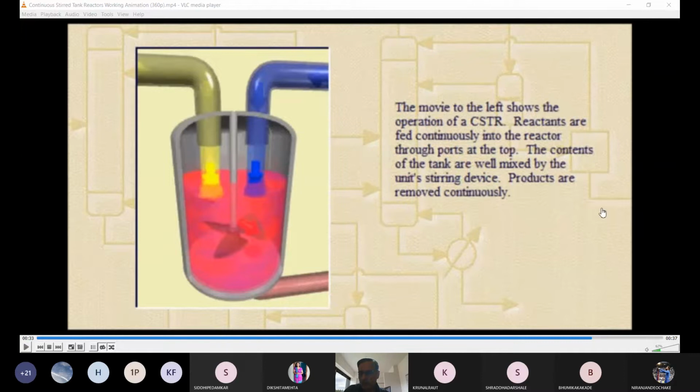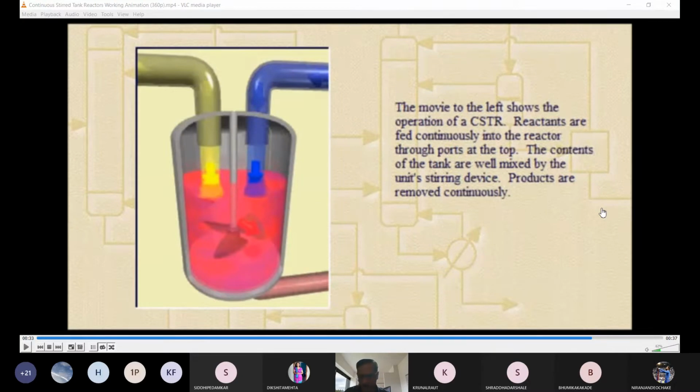So continuously feed is coming and continuously product is being removed. In the batch reactor, we dumped the feed. All of the feed was dumped in that reactor, and then we close the reactor. The reaction proceeds for the specified time, which is called reaction time. And then at the end of that reaction, we remove all the products. So that's a batch reactor.